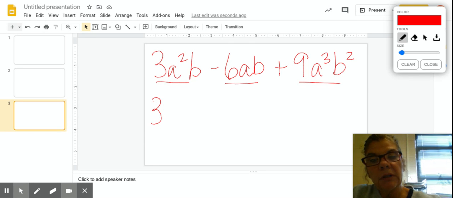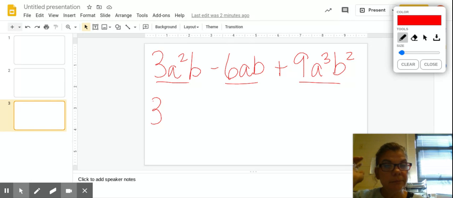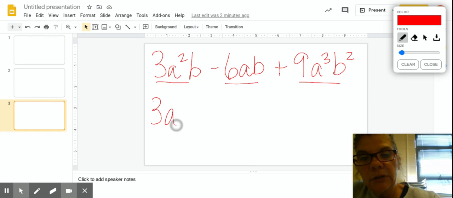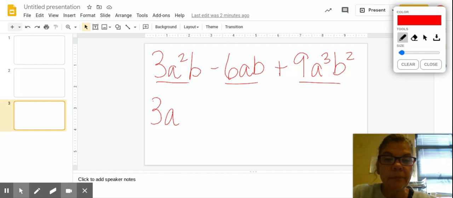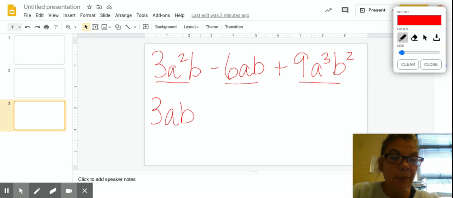Next, we're going to look at just the letter a. We have an a squared, an a, and an a cubed. What's the largest amount of a that's common to all three terms? Yes, that's right, just a to the first power. And the letter b appears once, and twice, so we can only factor out b to the first power.